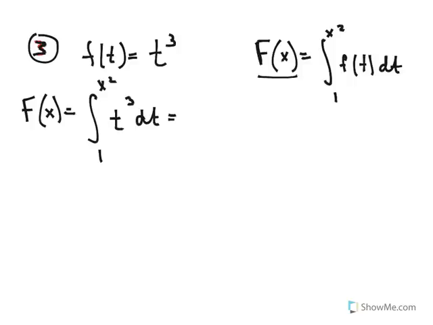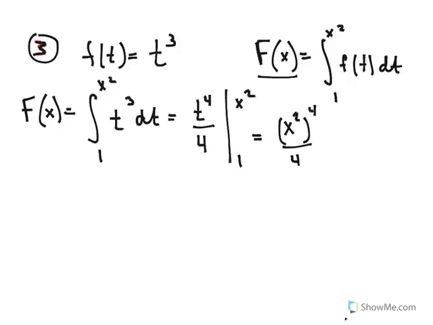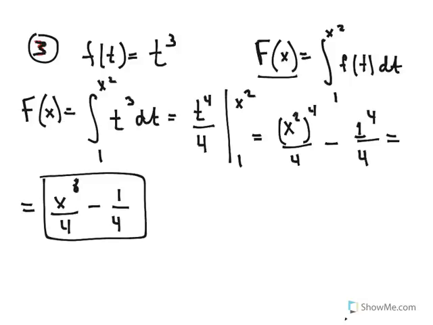And let's solve this integral. So what's the integral of t cubed? It's t to the 4th over 4. And the boundaries are 1 to x squared. All right? Now we're going to plug in the x squared. We get x squared, but the whole thing is to the 4th over 4 minus, now let's plug in 1 for t, so it's 1 to the 4th over 4. So we get x to the 8th over 4 minus 1 over 4.